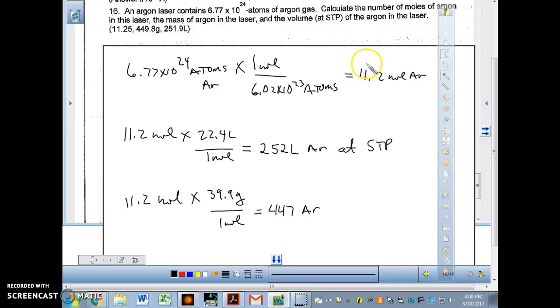So that's a nice, delightful little problem where we can ask you a whole bunch of things about the same creature. And there you go. So we'll go look at number 17 now.